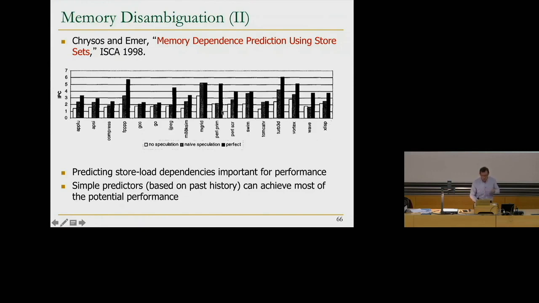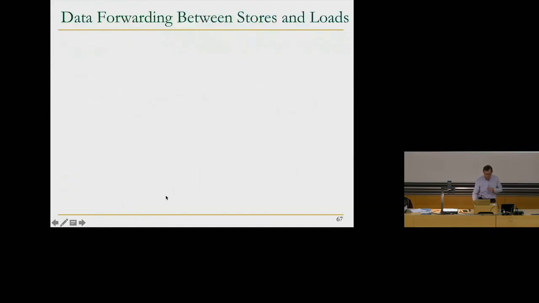But basically, if you look at this, the conservative approach is actually terrible. The aggressive approach is a little bit better, but the perfect approach has a huge gap. So that's why you would like to handle this well. Simple predictors can achieve most of the potential performance. Okay, I'm not going to talk about how to do the prediction. You can leave that to your imagination.